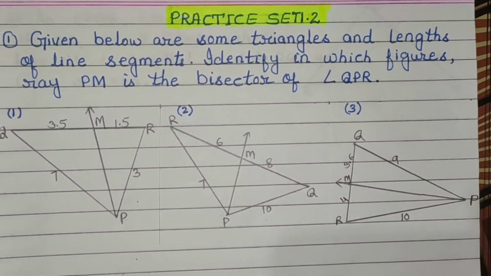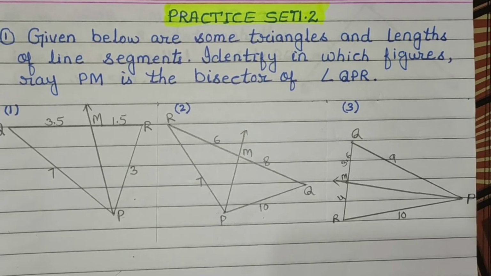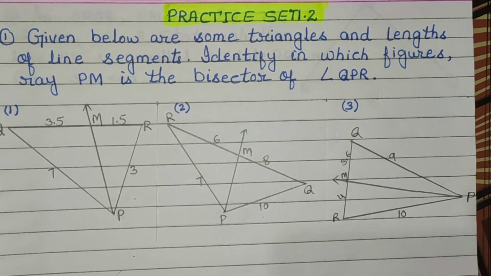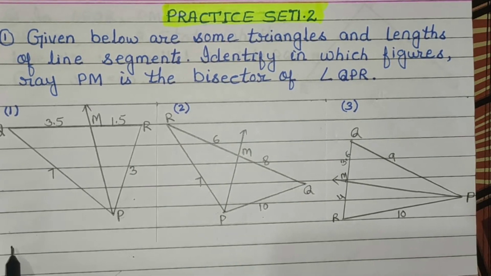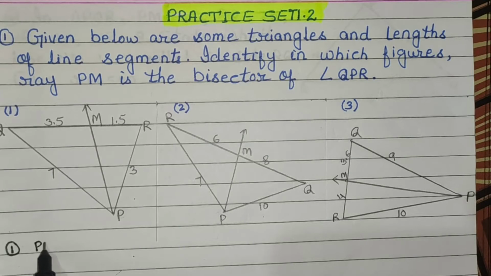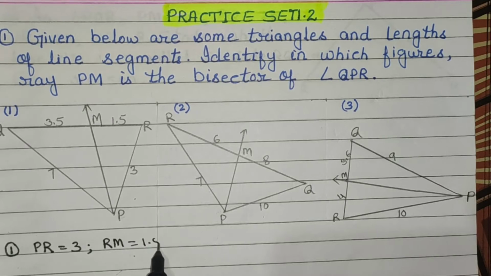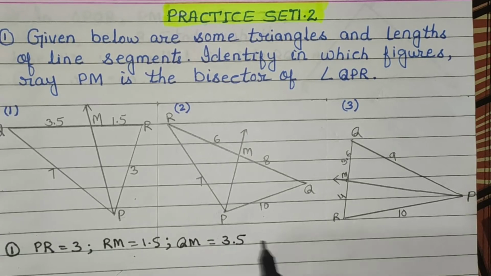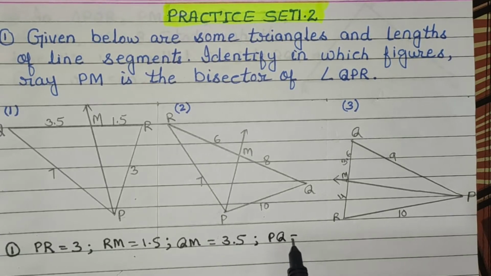Now look at how to solve. Practice set 1.2. First question is: given below are some triangles and lengths of line segments. Identify in which figures ray PM is the bisector of angle QPR. Now first look at the first figure. Here the values are given. Write down the values. PR is equal to 3, RM is equal to 1.5, QM is equal to 3.5 and PQ is equal to 7.